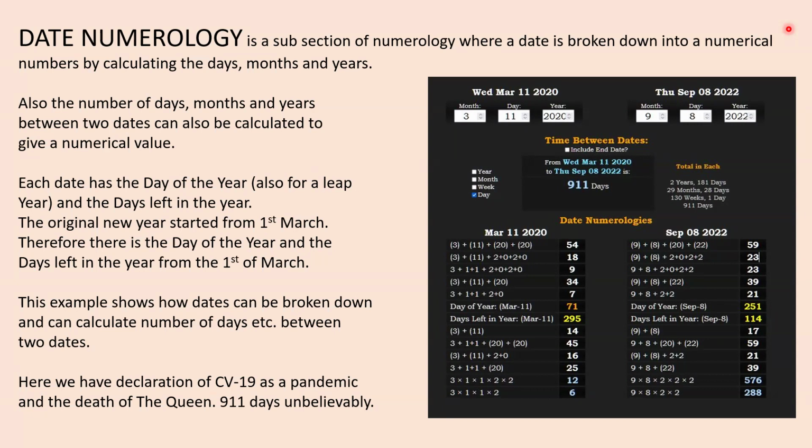This example shows how dates can be broken down and can calculate the number of days between two dates. The two dates I've given here are the declaration of a certain pandemic, March the 11th, 2020, and the death of the Queen, the 8th of September, and it was 911 days exactly.